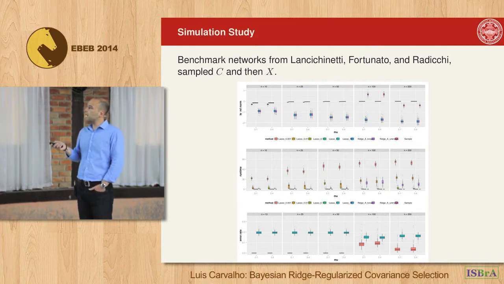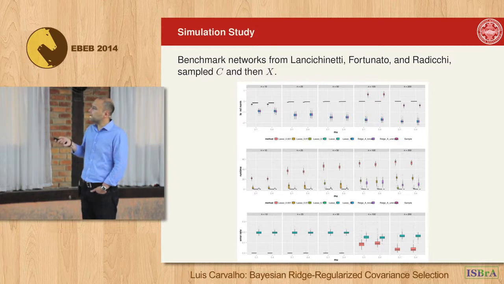And here I'm comparing lasso estimates for different penalties with our method knowing the latent network and not knowing the latent network, and with just a random sample. And basically we do much better, and there's not much of a difference if you know the network or if you don't.